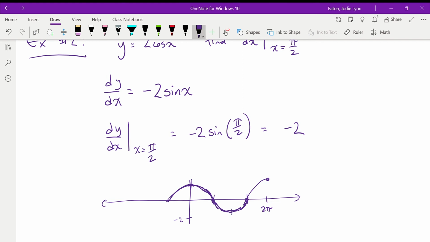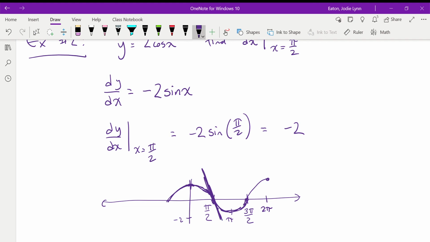And this right here at -1 is pi, which makes this 3 pi over 2. And this is pi over 2. So it's almost the steepest section of the graph. And so what that means is that the slope of the line that is tangent to the graph at that point is equal to -2.